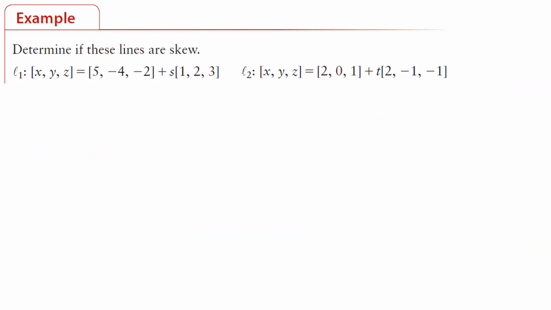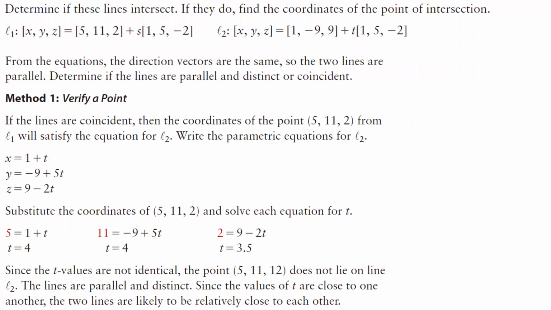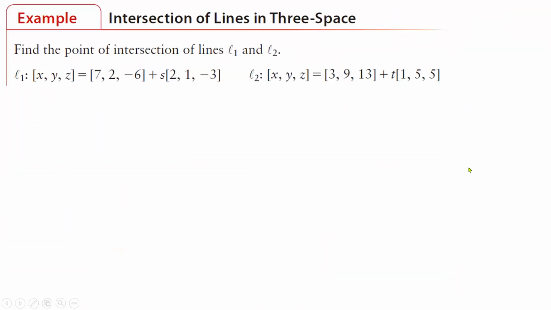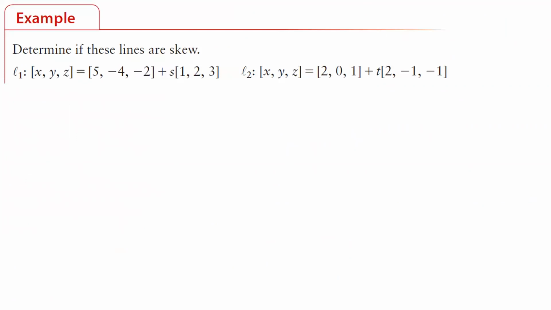Can you recall the concept of skew lines, which we have already discussed here? In 3-dimensional space, if the lines are distinct but not parallel and they do not intersect, then they are called skew lines, which is shown here in this graph. So can you determine if these 2 lines are skew or not? I'll give you 5 minutes to have a look at the question by yourself first.